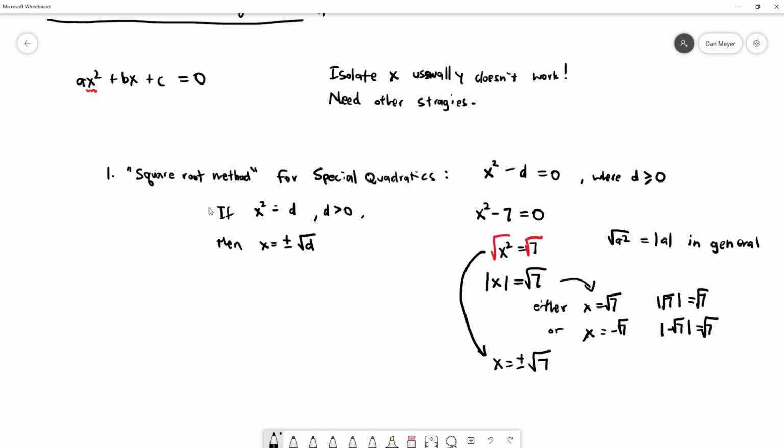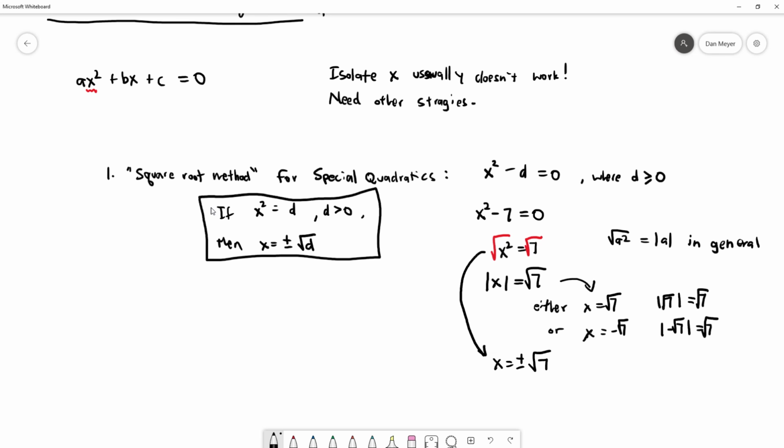The only time I'm going to put any square roots anywhere and put any plus minuses anywhere is if I'm using this square root method for special quadratics. So anyways, that's one method for solving a certain class of quadratics.